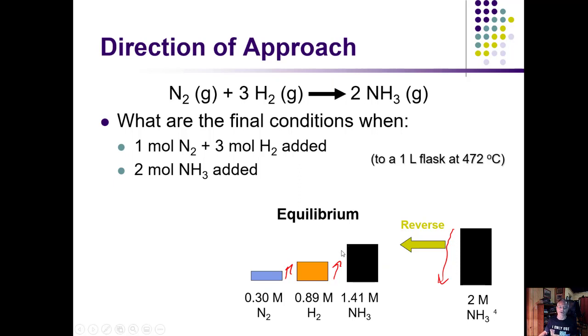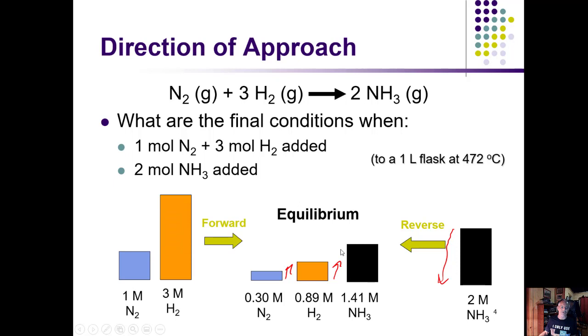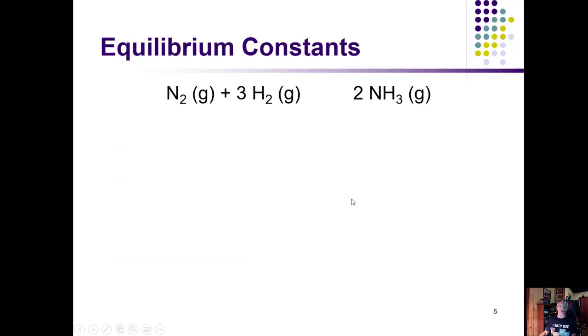That's the nature of an equilibrium reaction. And we can describe this equilibrium mixture as a ratio of products over reactants. I'm going to show you how to do that.